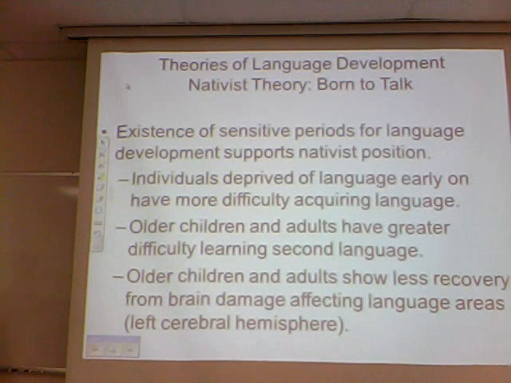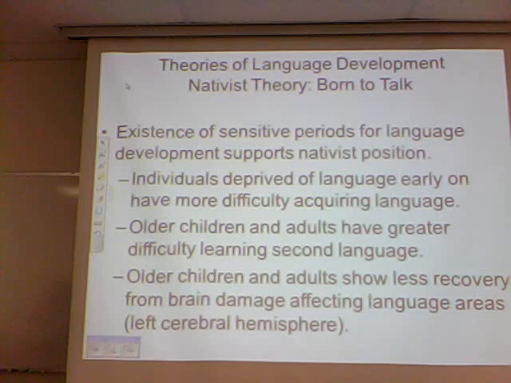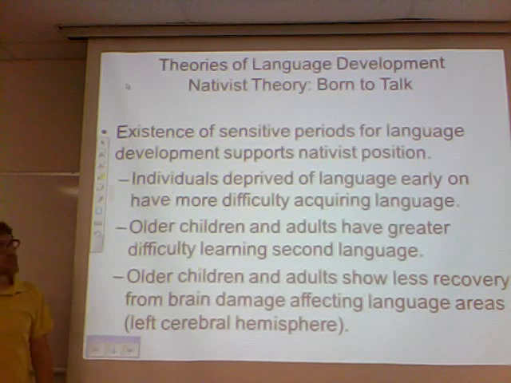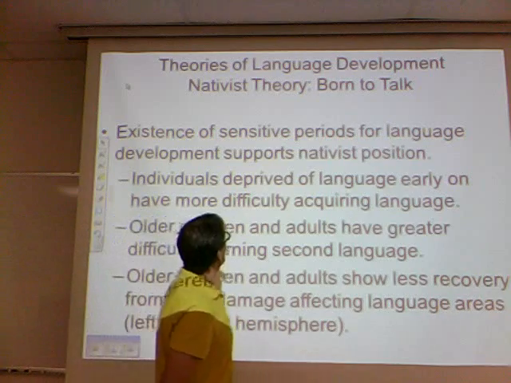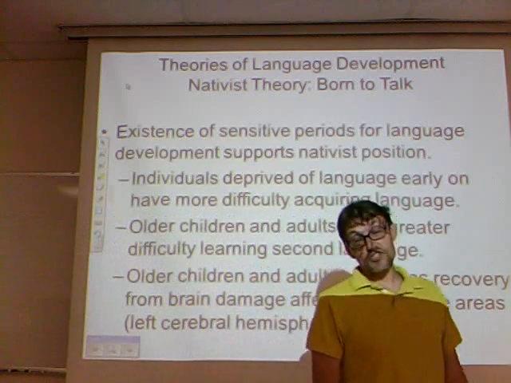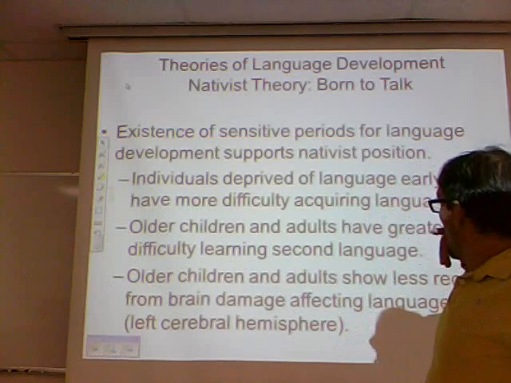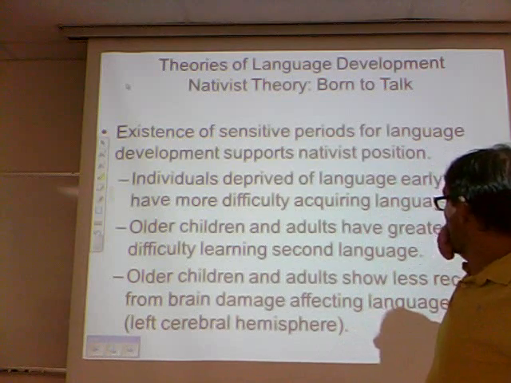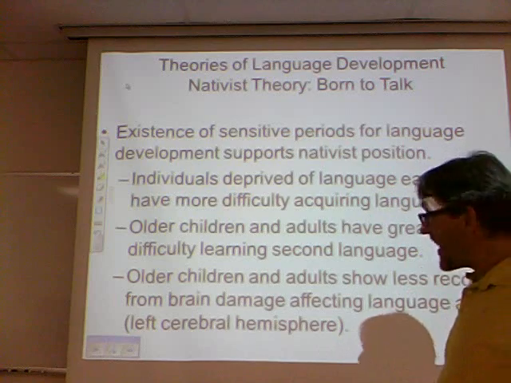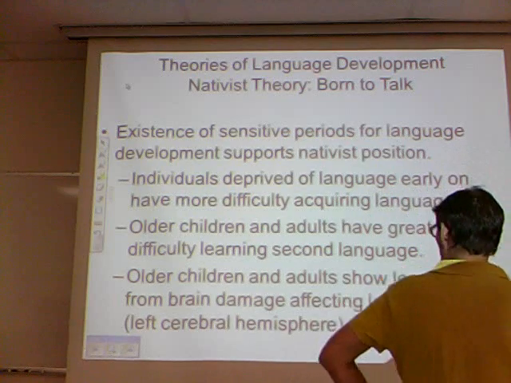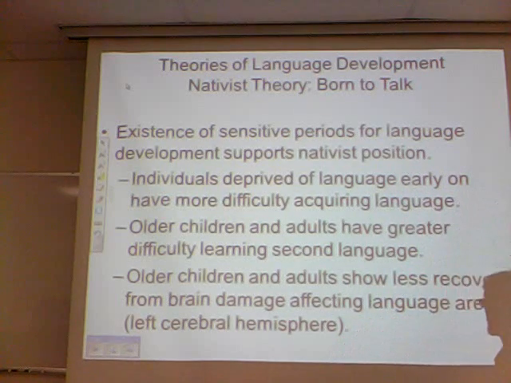There are sensitive periods in language development. At some points, individuals deprived of language early on have much difficulty acquiring language later. Older children and adults have greater difficulty learning a second language. That's a fact. Older children show less recovery from brain damage that affects language areas.